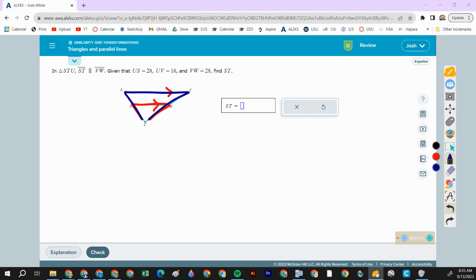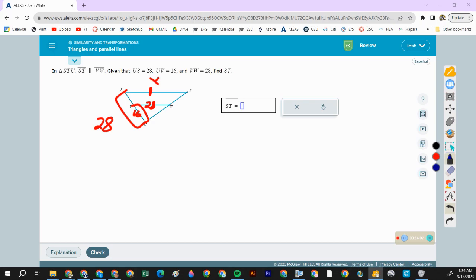Okay, so what does that mean? Well, it means that this side is proportional to this side. So this side is proportional to that side, and then this side is proportional. Anyway, these two sides are proportional. So some of these can be a little bit tricky. So U to S is 28, and U to V is 16. V to W is 28. Find this one.